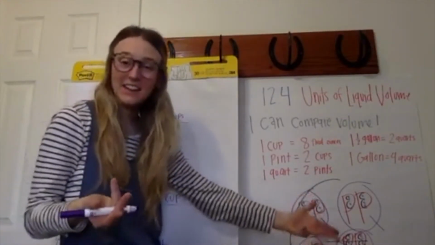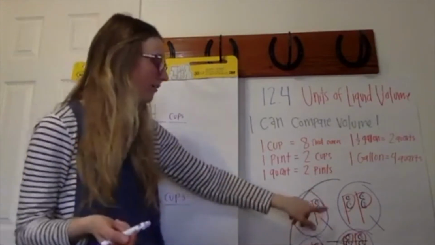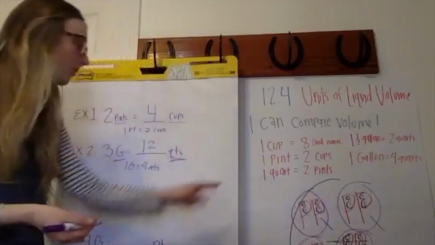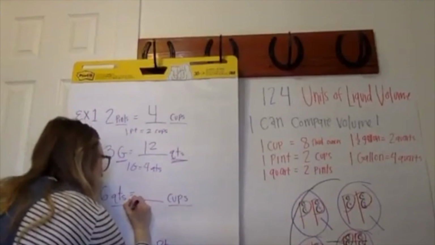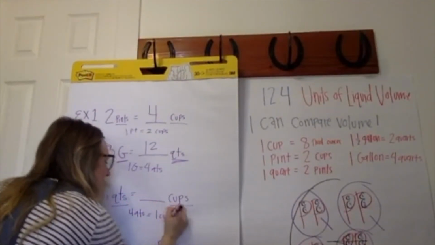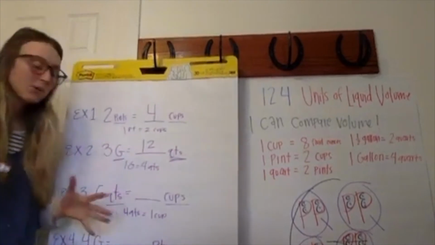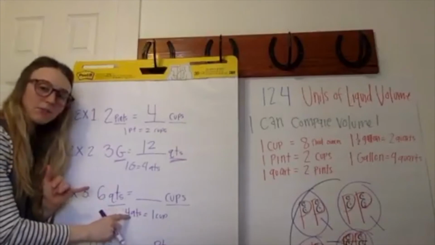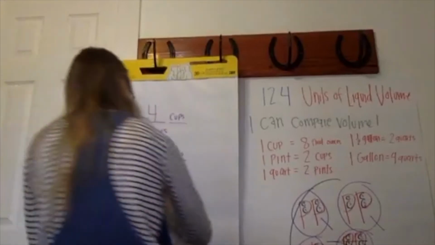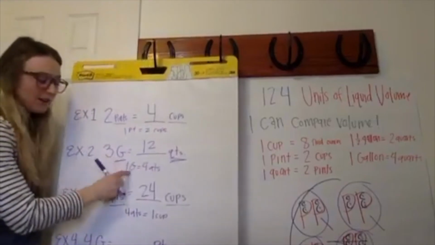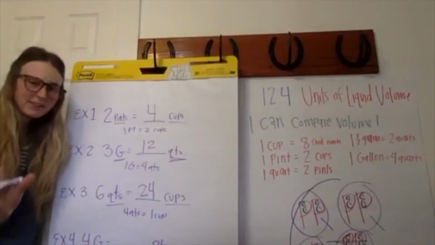4 cups are in our queen, right? So we know that 1 quart equals 4 cups, okay? So remember, we always multiply because we always go from big to small. So 6 times 4 is 24. So we have 24 cups. You're never multiplying by the 1. You're always multiplying by the other number, if that helps anyone.